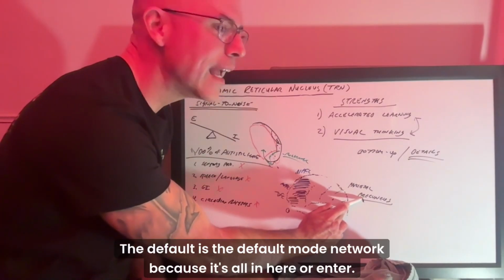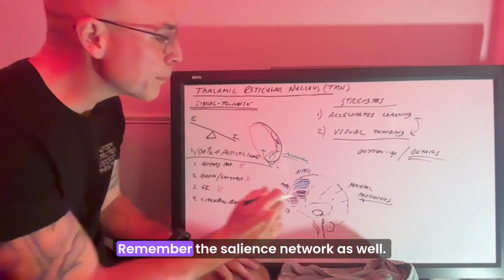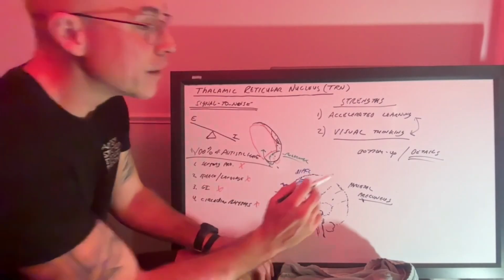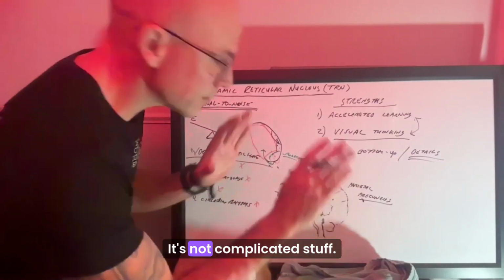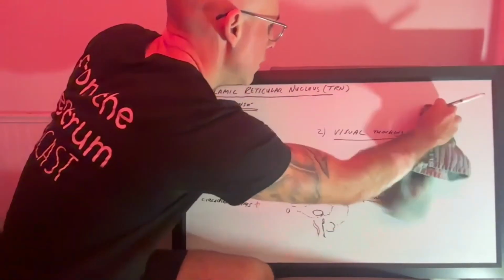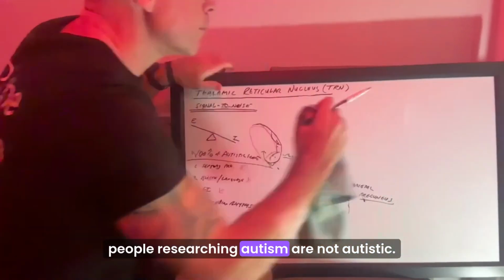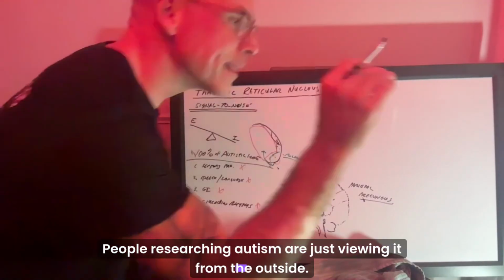The default is the default mode network because it's all inner. Remember the salience network as well. Inner. Autism means autos, which means self. It's not complicated stuff. People researching autism are not autistic. People researching autism are just viewing it from the outside.